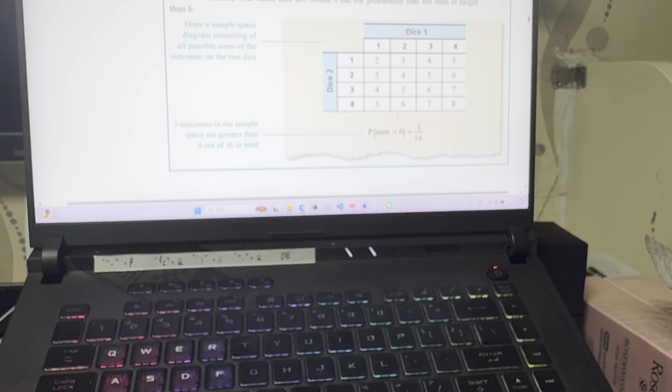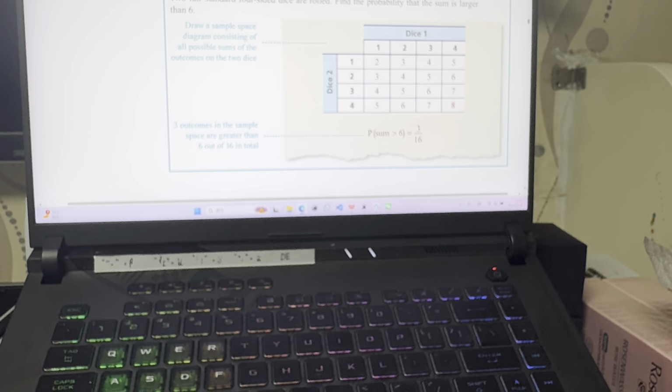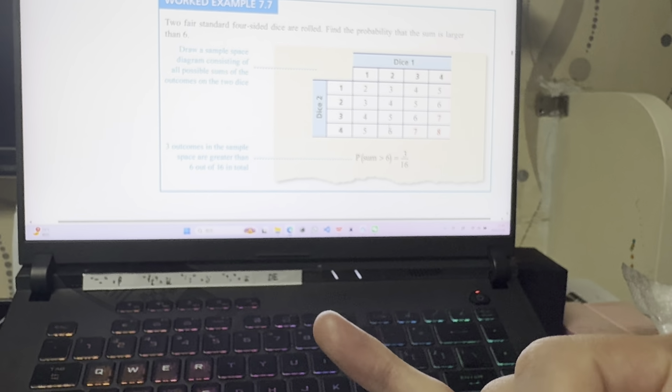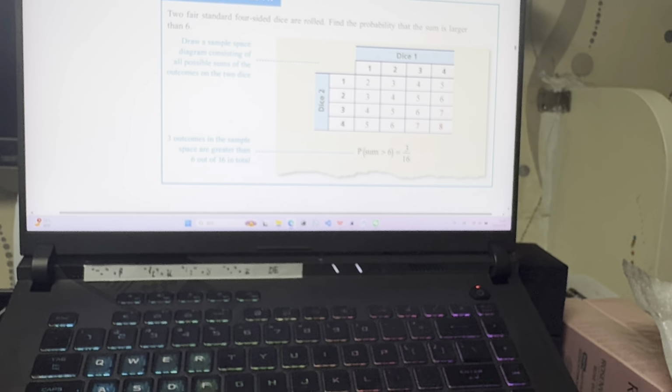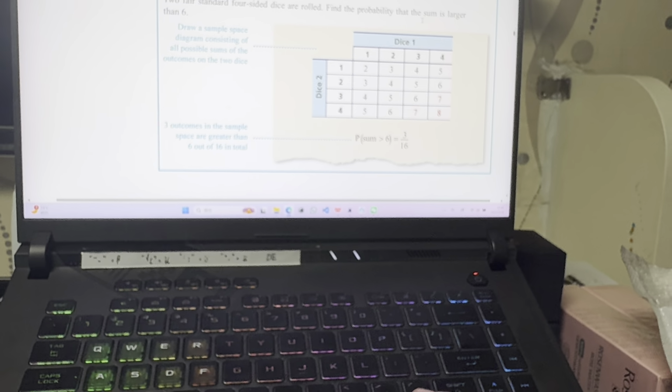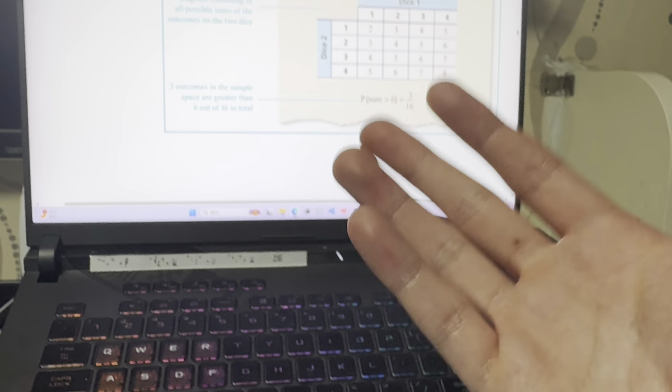So for example, roll the dice, the sum is larger than 6. Then we list all the outcomes, and we know in total we have 16 possible outcomes, and only 3 outcomes follow the condition. Sum is larger than 6, so 3 over 16.